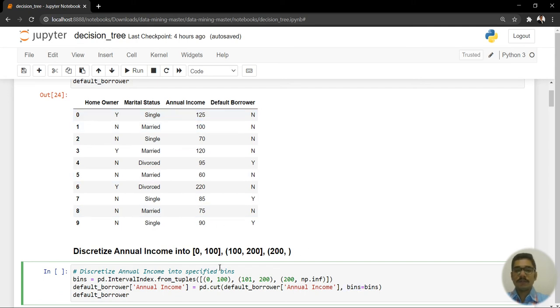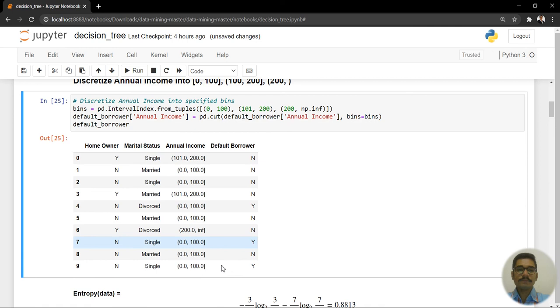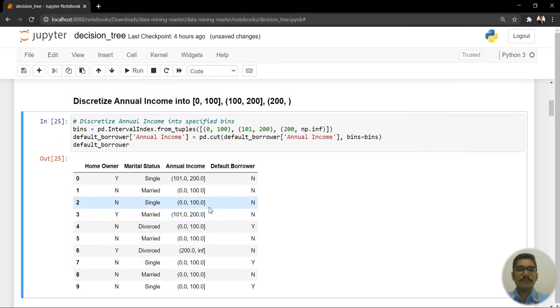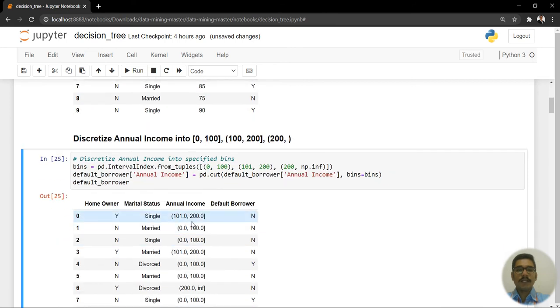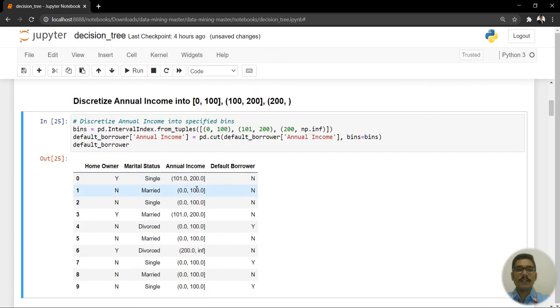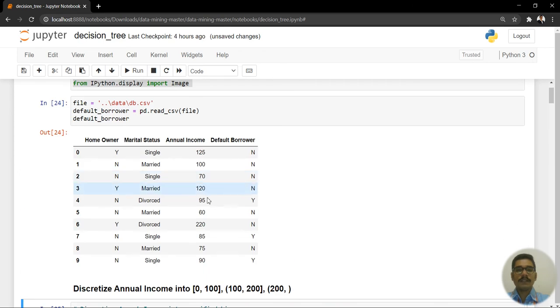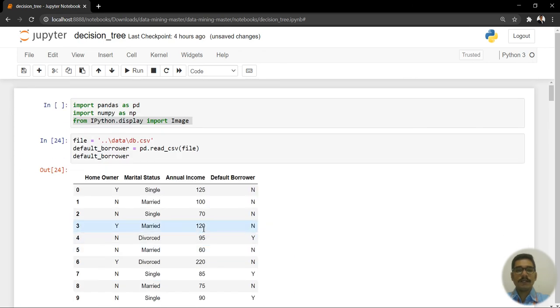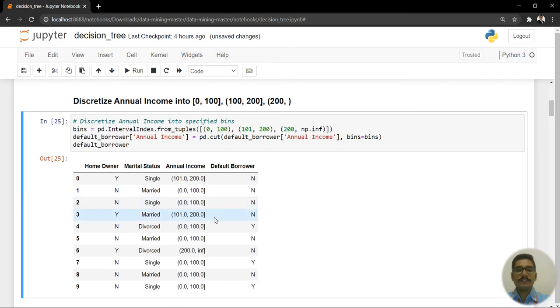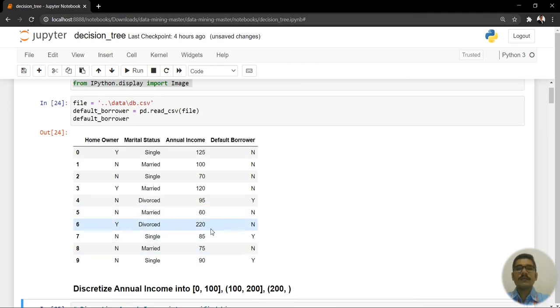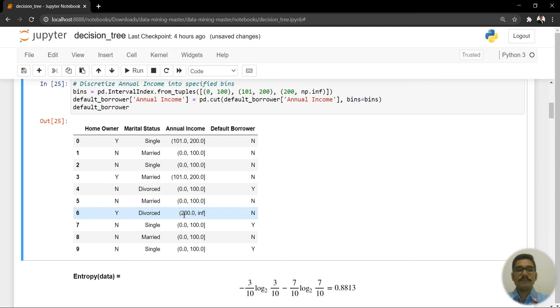So just to cross check, if I run this, you can see how it looks. 125 falls in the range of 101 to 200, so it categorizes it perfectly. Then 100 lies in the range of 0 to 100, 70 again 0 to 100, 120 is 101 to 200, 95, 60. These values you can cross check. Only one value, that is 220, is more than 200, so it falls in that range.